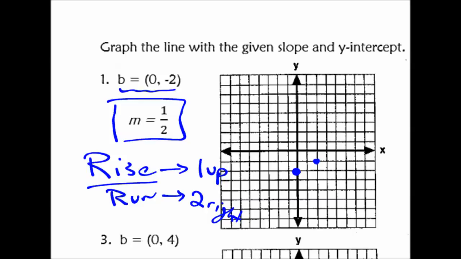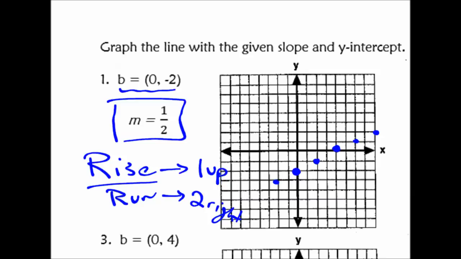And you can continue that pattern, up another 1 over 2, up another 1 over 2, up another 1 and over 2. You can see that's forming that straight line. If we wanted to go backwards, sometimes we are going to need to go backwards because we're not actually going to be able to fit these points on the graph going forwards. So we're going to have to go down 1 and back to the left 2.